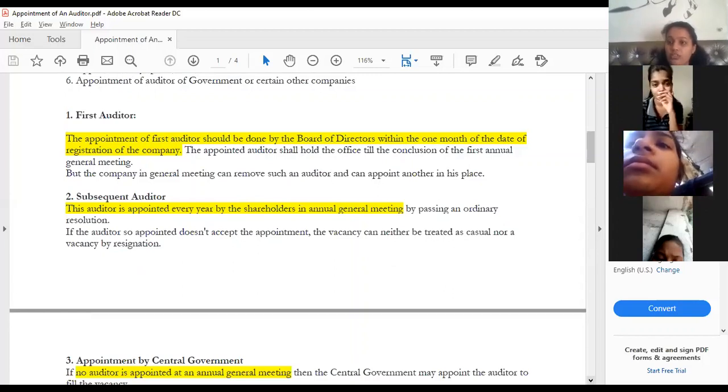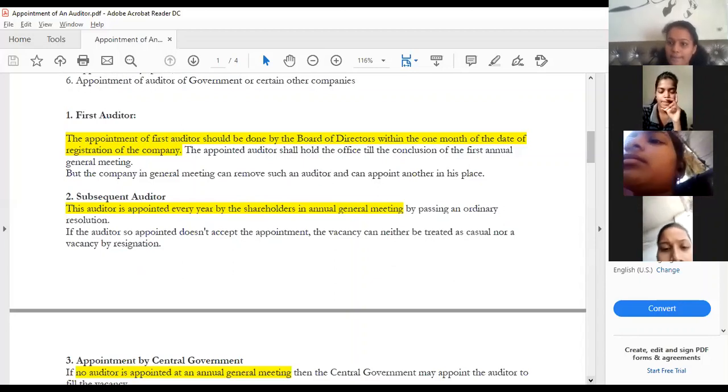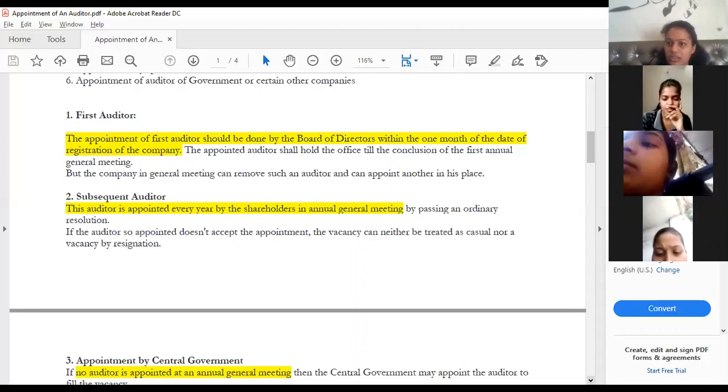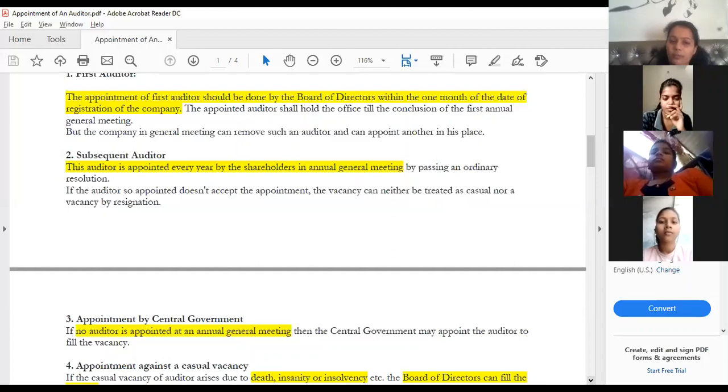Till the first meeting, till an AGM is not going to happen, till that date, the first auditor will hold his post. Are you following? We have done this in the lectures. It is just a revision session. Once I'm done with the lecture, I will be discussing your doubts and difficulties. Let me just first explain these different types of appointments of auditors.